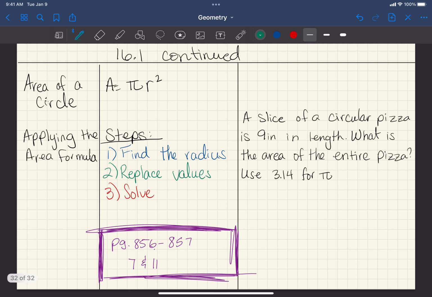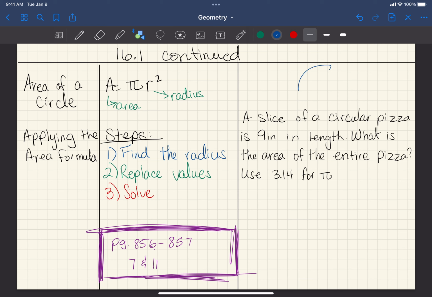Now my area. So I have the area, which is, right, we're going to label it area. Pi again is a constant, and r is the radius. Now, it is always the radius squared times pi. Okay, it will never be different. Now when I do this, my unit will be squared because it's the area. Remember, area is always a unit squared. Okay, so looking at my problem, it says a slice of a circular pizza is 9 inches in length. What is the area of the entire pizza?